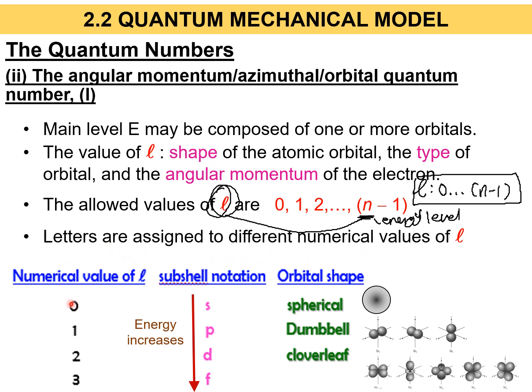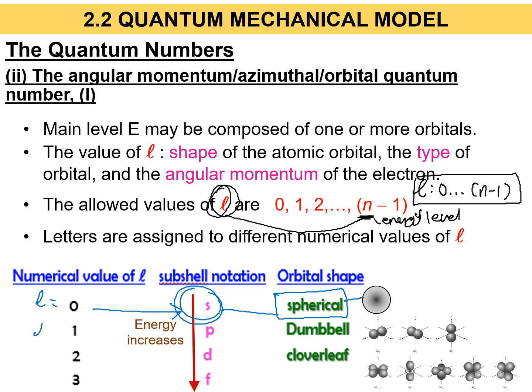Kan Miss cakap kalau kamu tahu value of L, you boleh tahu the shape of your orbital and what is the type of your orbital. So if you get L equals to 0, that means the type of the orbital ialah S. So S mempunyai shape spherical. So this is the shape of the S orbital.